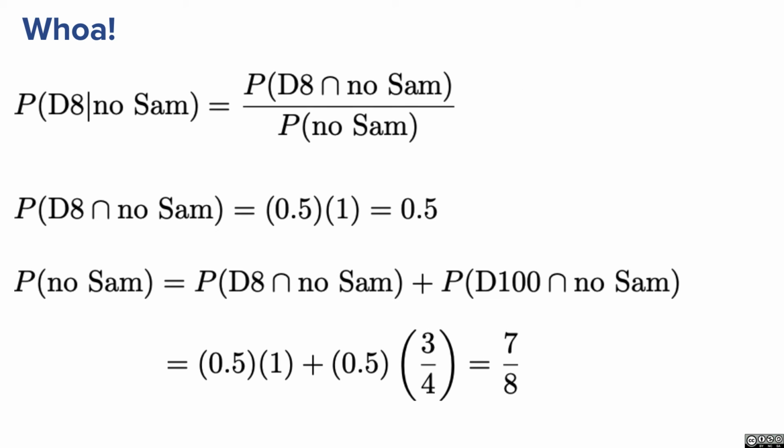So what I do in the very end is I say, okay, here's my numerator, 0.5. Here's my denominator, 7 over 8. And I just take 0.5 over 7 over 8, and I get 4 sevenths.